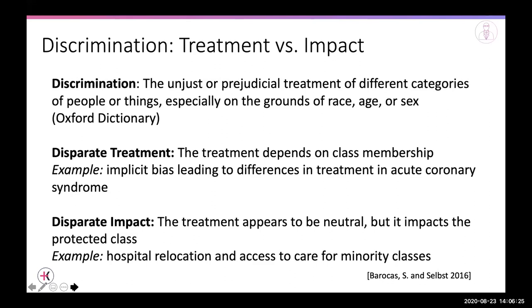So a really interesting example here has to do with geography, and that's in hospital relocation. There have been a number of legal cases around this, where some hospitals have chosen to relocate, perhaps to more affluent areas of town or areas where they're expected to have more high revenue services delivered. And that might seem like a reasonable course for hospitals to take, but of course that can differentially affect care for minority classes. So there's a real balance there between how we think about optimizing care delivery for some folks and how that then might have a disparate impact on folks within the protected classes.